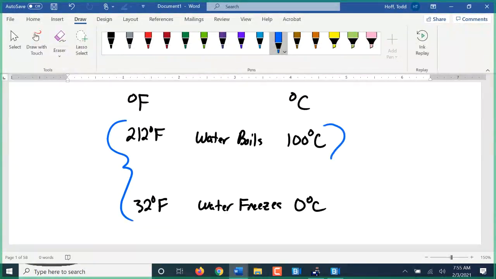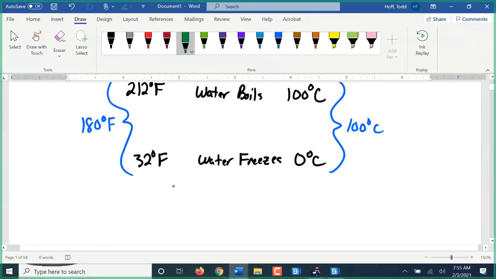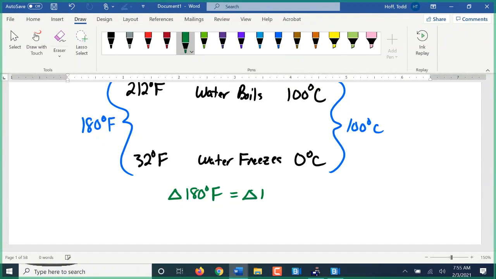We look at each of those. The difference for Fahrenheit, from freezing to boiling, is 180 degrees Fahrenheit. Celsius is only 100 degrees, like we said. So that gives us a conversion: this little symbol, the triangle, called delta, means change of. A change of 180 degrees Fahrenheit is equivalent to a change of 100 degrees Celsius.